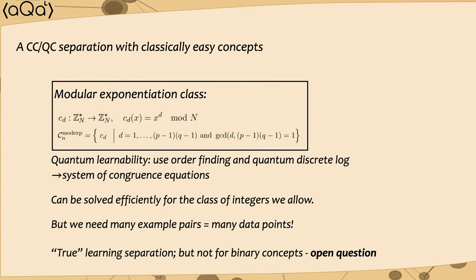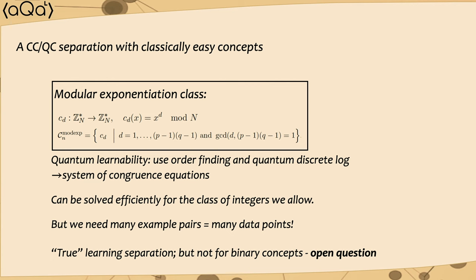You need a bunch of data points, then you do order finding in parallel to computing discrete log on the data and the label. You get a system of congruence equations, and once you have enough of them, you prove you're going to get enough of them, you solve the system, and it actually works out. So this is pretty much what we want. It's classical concepts, you need data, and so on.